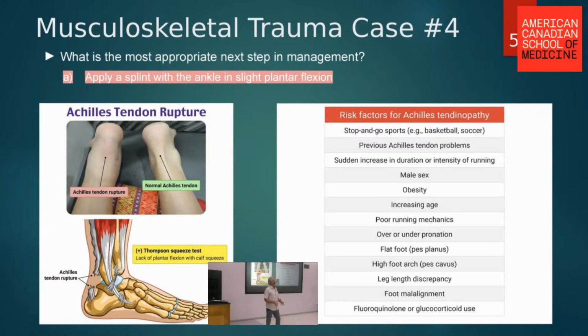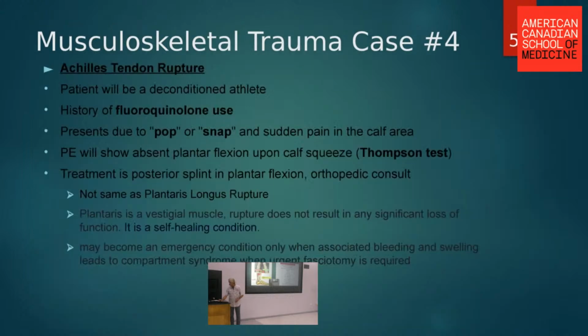Plantaris longus rupture. This is very common. People come in thinking they ruptured their Achilles tendon, but it's usually the proximal third of the calf. It's a small vestigial muscle and tendon that is prone to rupture. Usually with just a little time and rest, it heals. The only problem would be if you had somebody who was on anticoagulation and had some bleeding.